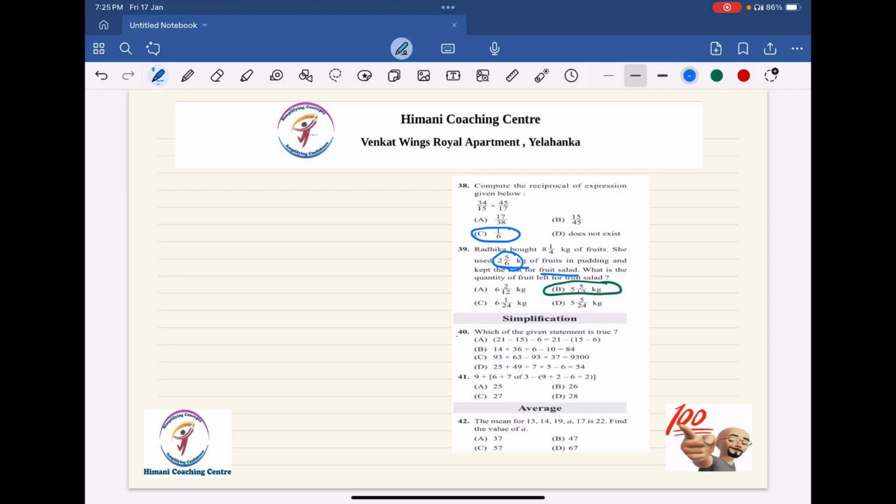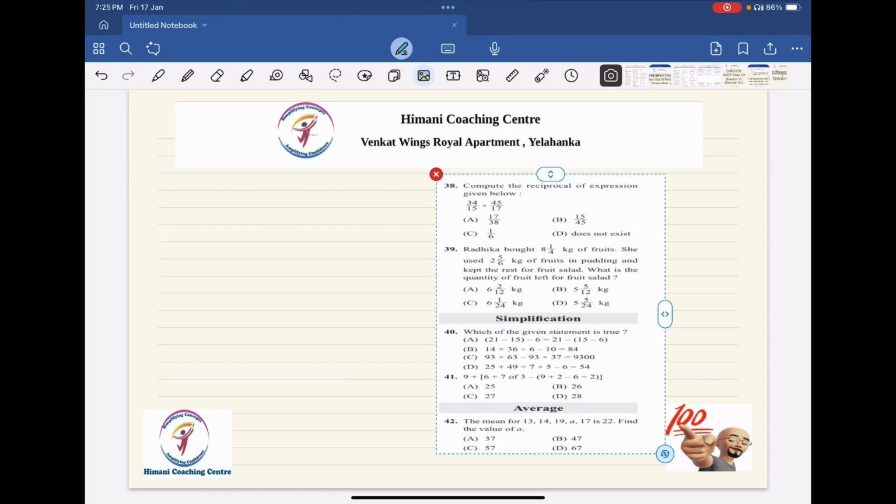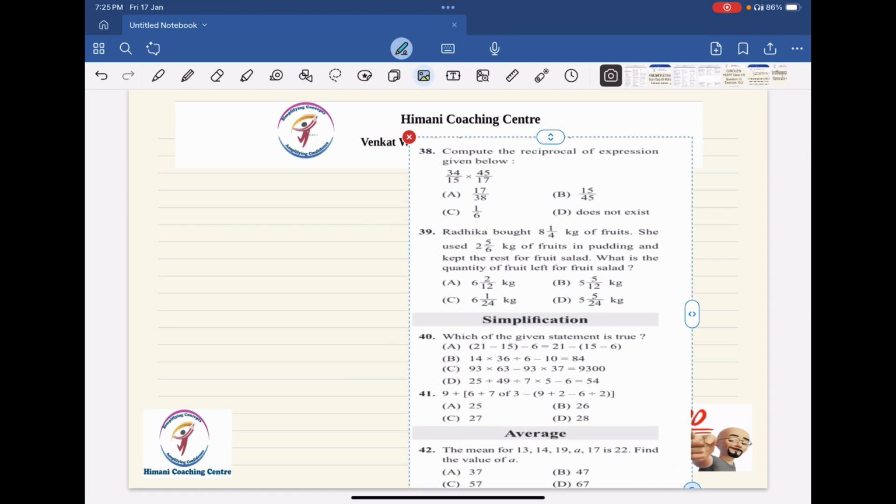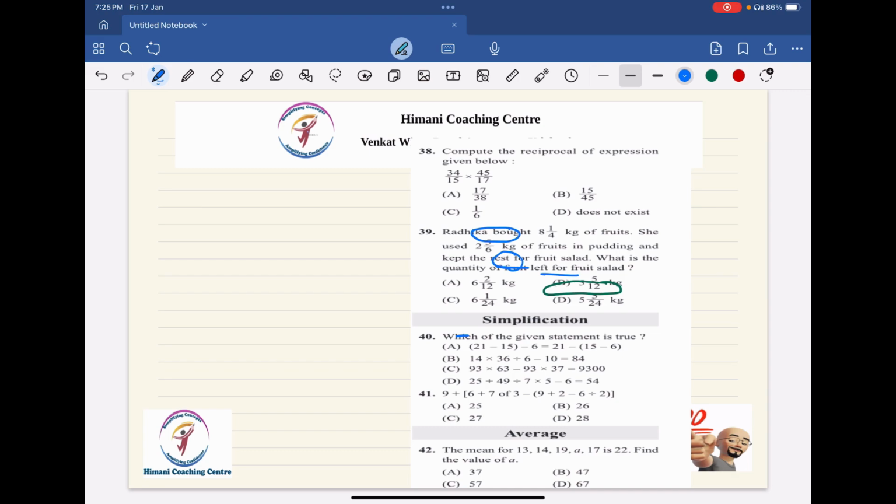Now let us move to question number 40. It says, which of the given statements is true? So let me just magnify this. So if you look at A, it says 21 minus 15. We have to use BODMAS. I have explained BODMAS in my previous videos. If you haven't watched the videos, the link is given in the description.